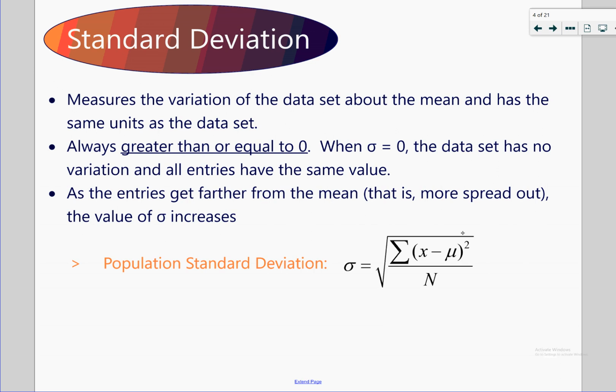Then standard deviation takes it one step further, and this is the big guy. So you can see that's the same formula as variance. The only difference is now my lowercase sigma is not squared. Instead, we've taken the square root of both sides, and there's a square root over my formula here.